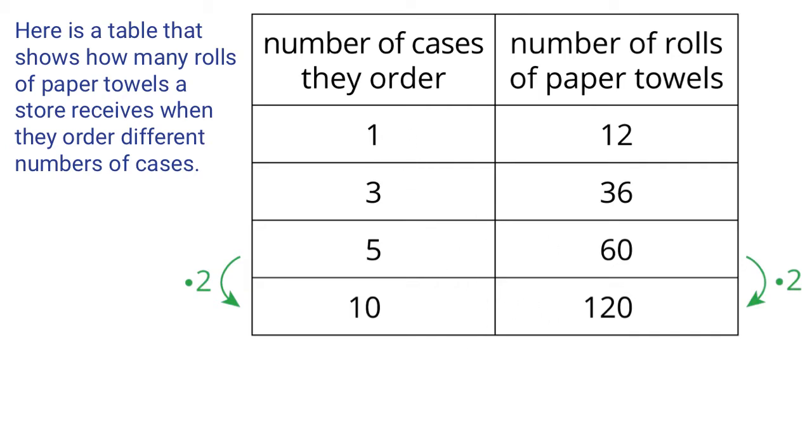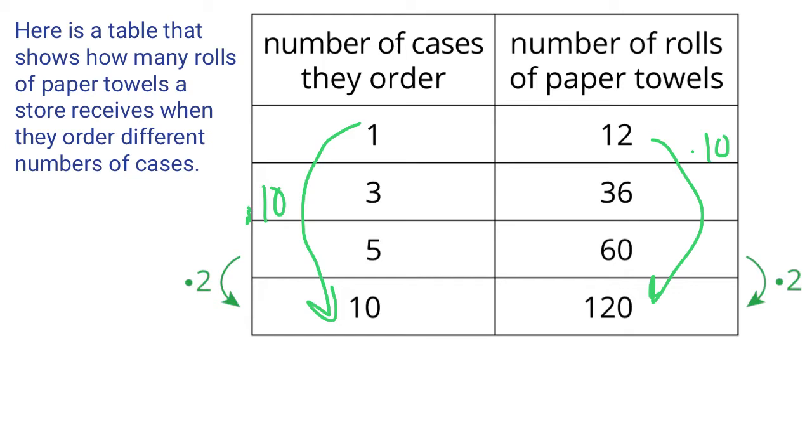We could have done it here as well. I could have taken the 1, multiplied it by 10, and that would have given me 10, and then taken the 12 and multiplied that by 10, and that would give me 120. So as long as you're able to replicate one set of numbers to another by multiplication or even division, then it is proportional.